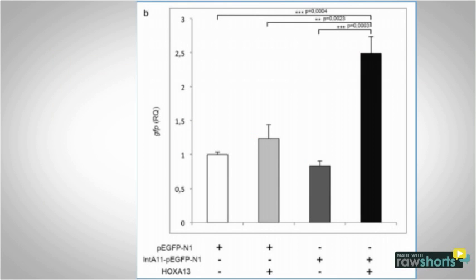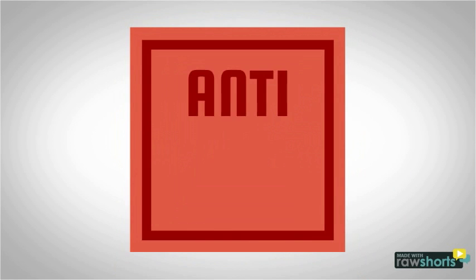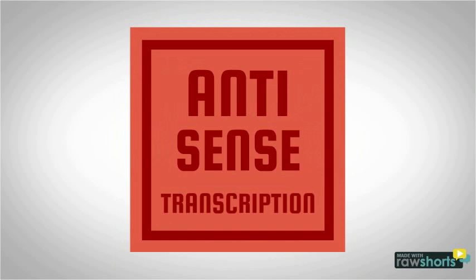The graph featured here displays the activation of the Hoxa13 gene and its effect on GFP, which stands for green fluorescent protein. GFP is a measure of gene expression. Quite clearly, the graph displays how there is more expression when the Hoxa13 gene is on. Why does this happen? Antisense transcription of the Hoxa11 gene is why this happens.